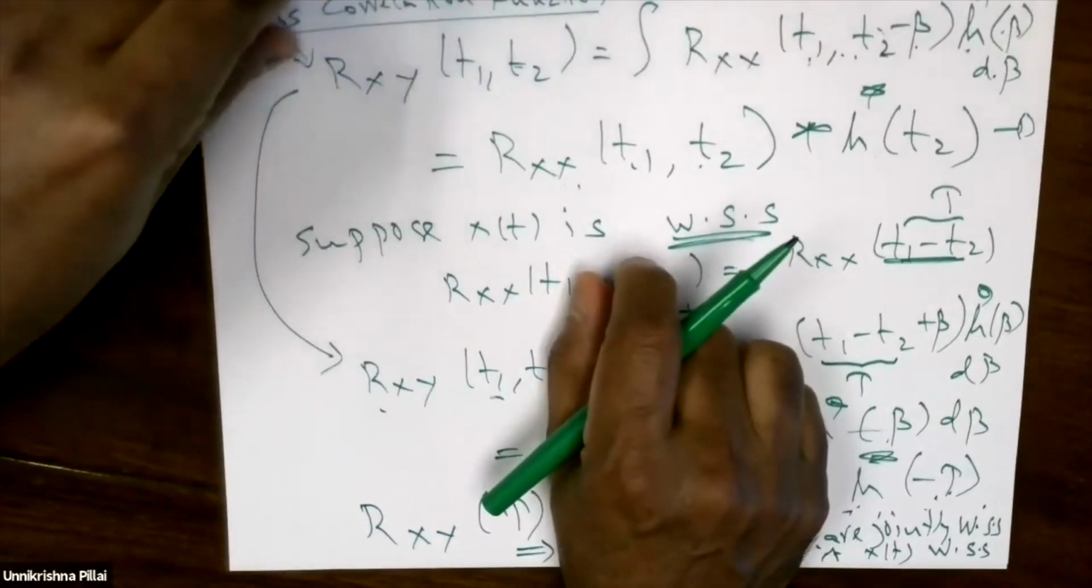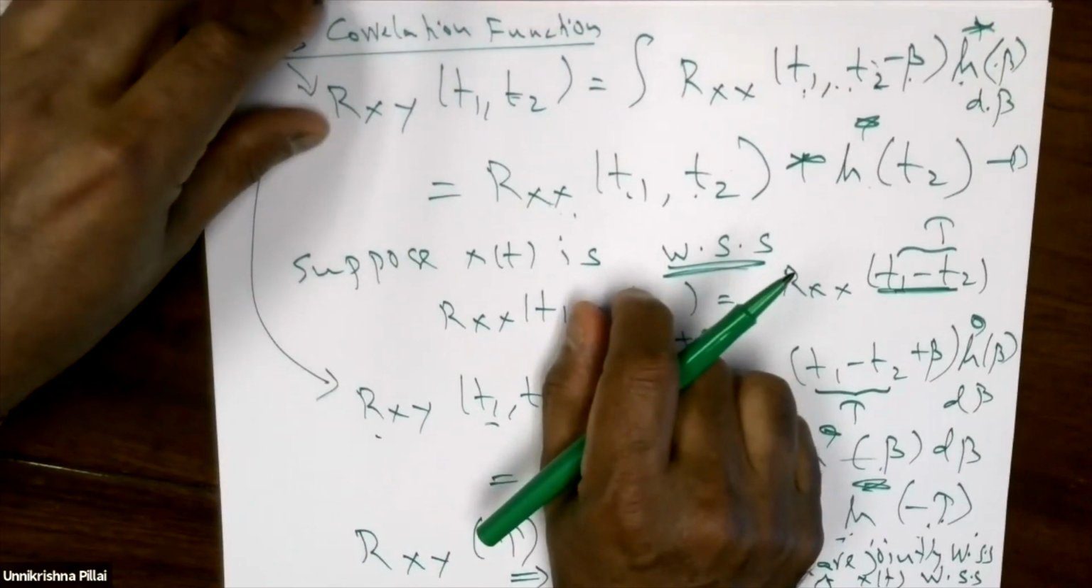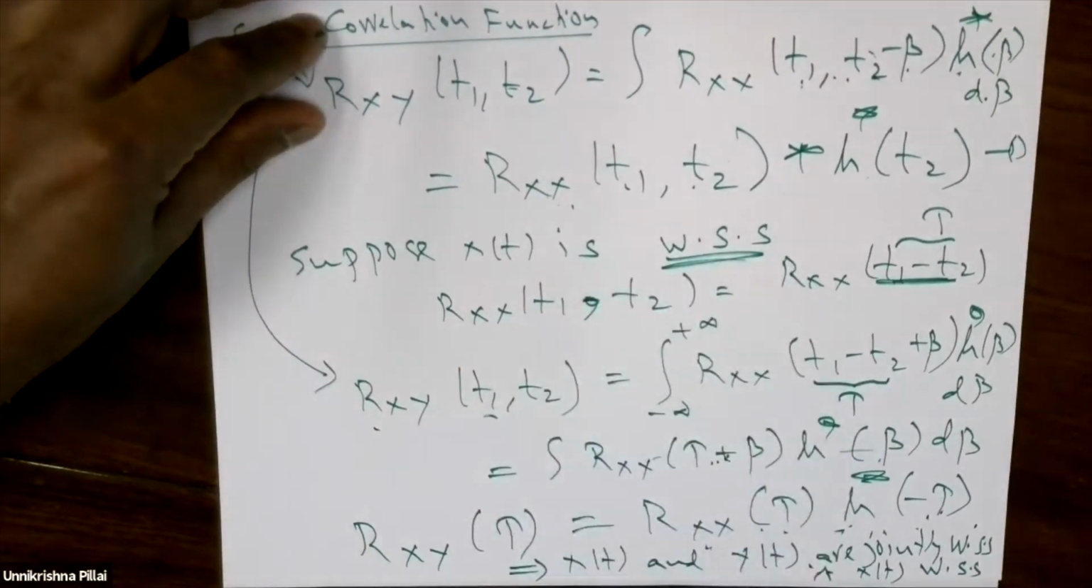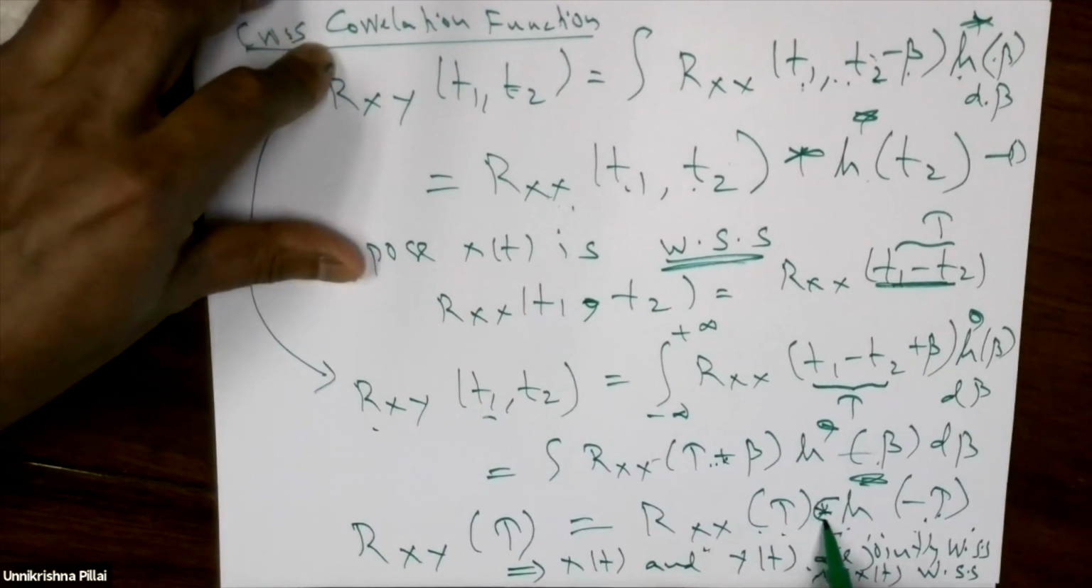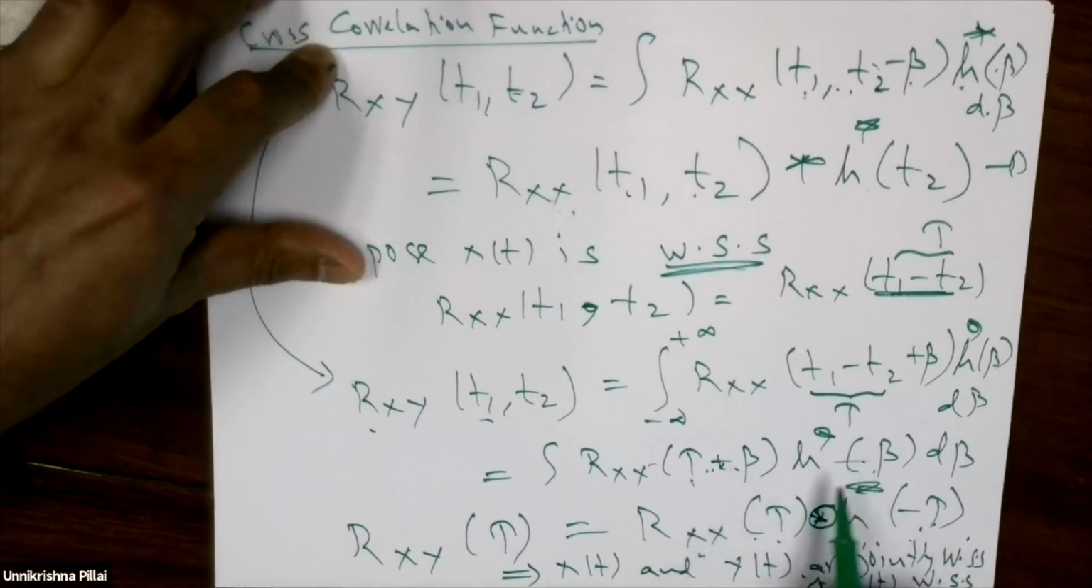The last line is a convolution, not a multiplication, right? The last line is a convolution, not a multiplication. Yeah, you're right. So this should be a convolution right here, because this is a convolution operation.